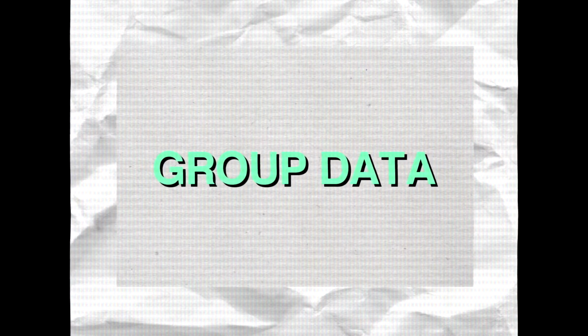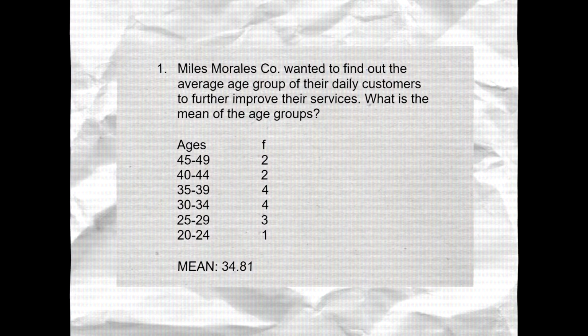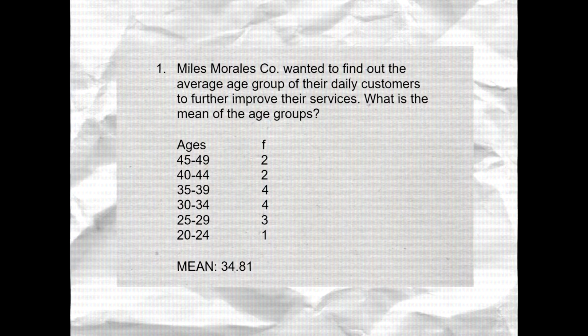Now let's talk about a new type of data set that we need to understand before we jump into solving for this new nature of sets. When we talk about group data, it looks kind of different from the ungrouped ones since it's clustered into different categories. Like for example, in this problem, it's clustered into age groups, which are then further given value by their frequencies, which represent the number of occurrences.